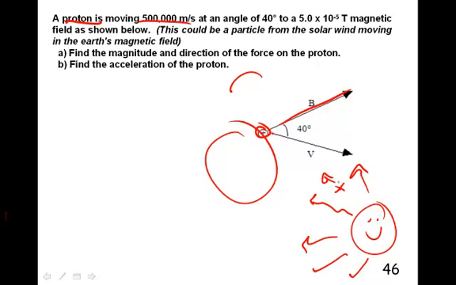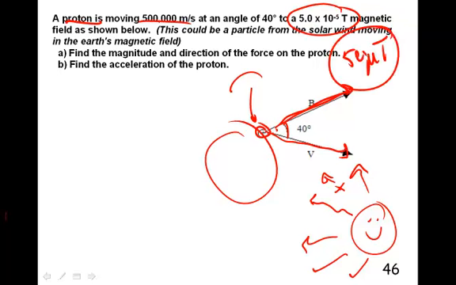Well, anyway, so here's this particle coming in towards the Earth. It has a velocity in this direction, and it's encountering the magnetic field of the Earth pointing in that direction. So it's coming in at an angle of 40 degrees to the Earth's magnetic field, which has a strength of 5 times 10 to the negative 5th Teslas, or I can write 50 microteslas. If you had a magnet that was 1 Tesla, that would be an incredibly strong magnet. Okay, so let's find the magnitude and direction of the force that acts on this proton.